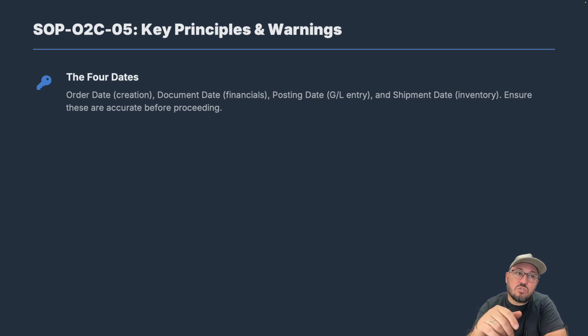The shipment date, that's super important, especially if you're trying to use this to track when the shipment should be going out. Now there's a few others. There's a requested date and a promised date and a bunch of other dates, and I'll run you through those.